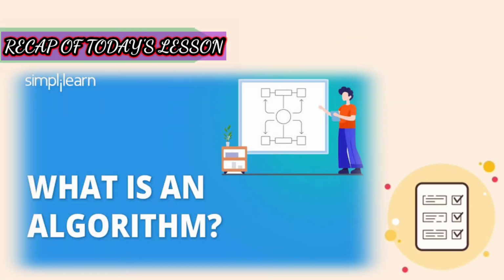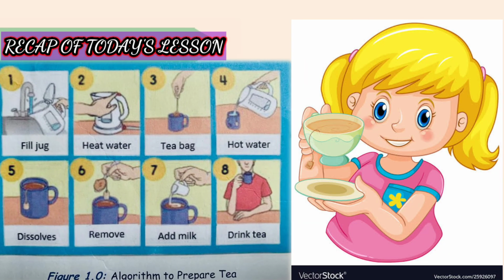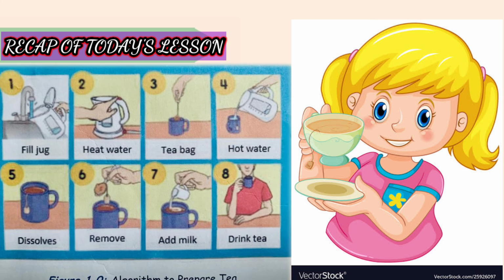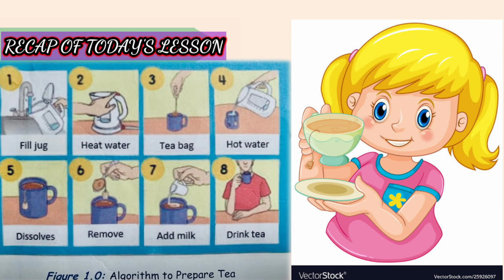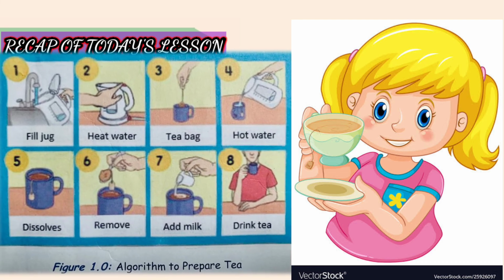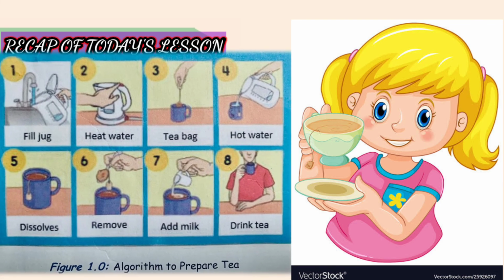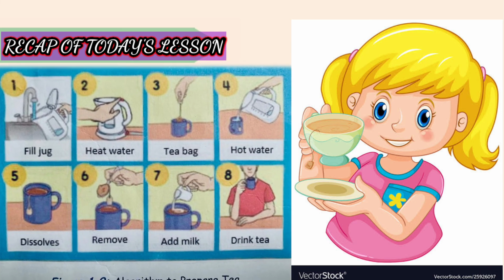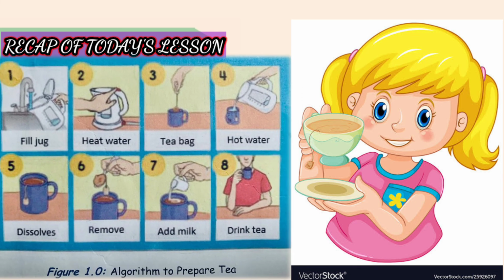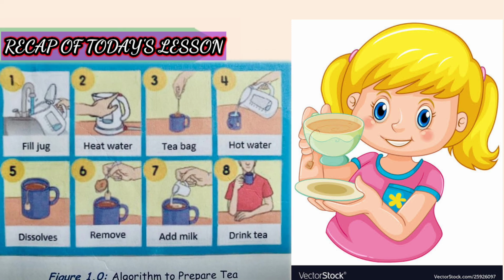Now let's do a recap of our today's lesson. We talked about algorithm, where we said algorithm is a step-by-step procedure to solve a problem. Then we also talked about how we can take a cup of tea. We said we can take a cup of tea by following these steps from 1 to 8, which is fill jug, heat water, tea bag, hot water, dissolve, remove, add milk, and you drink your tea.